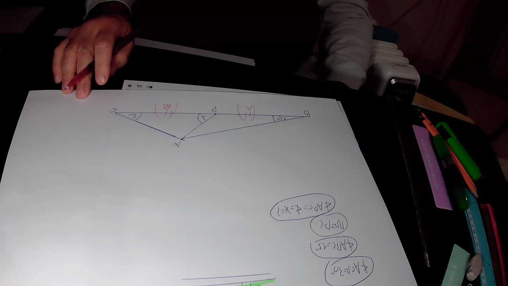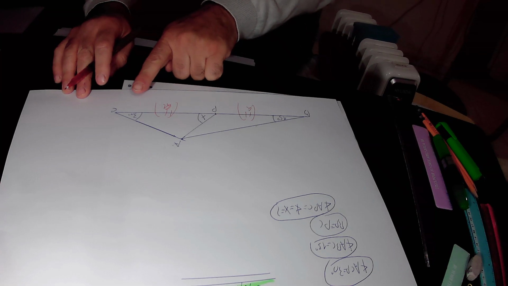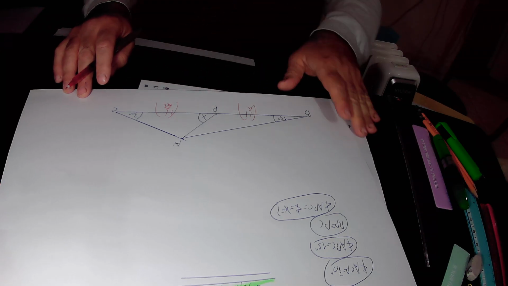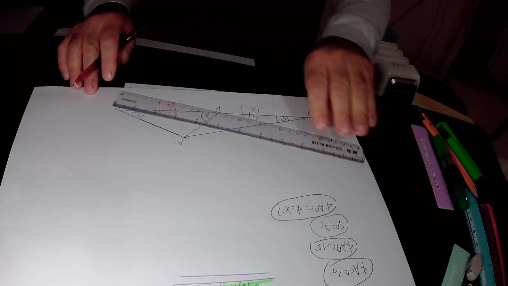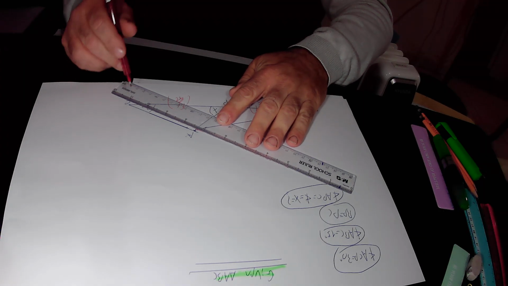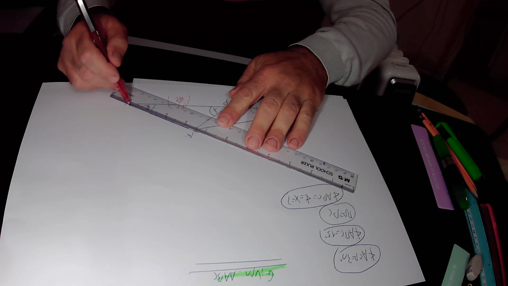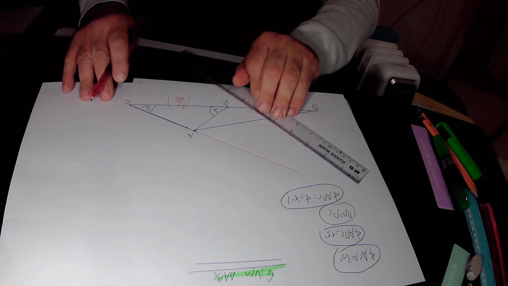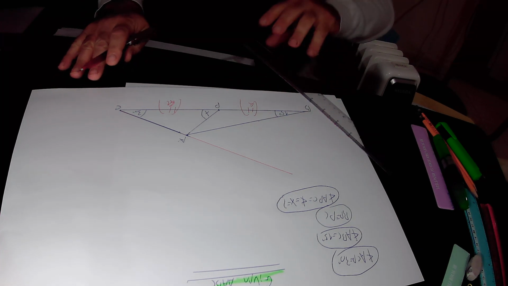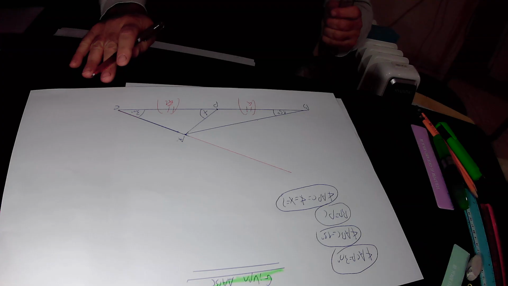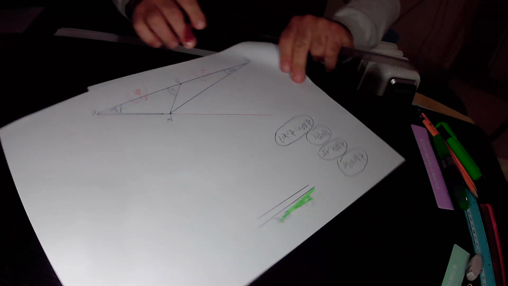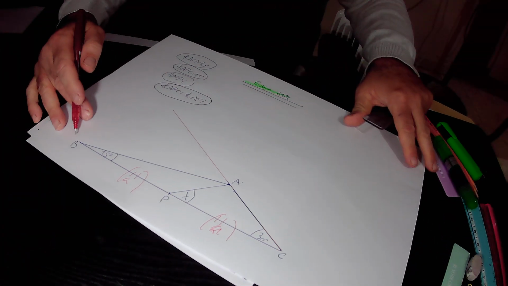In the next step, we will do a construction. That is to say, we will extend side CA of this triangle ABC. We will extend side CA by a straight line. And we create an angle of 15 degrees at point B. Next step, we create an angle of 15 degrees at this point B.